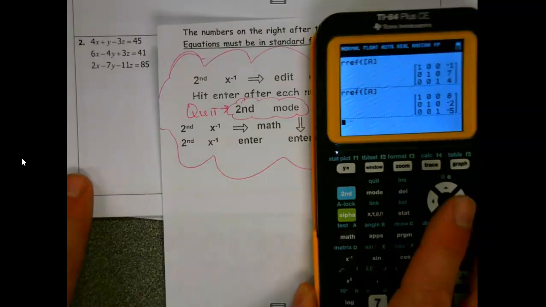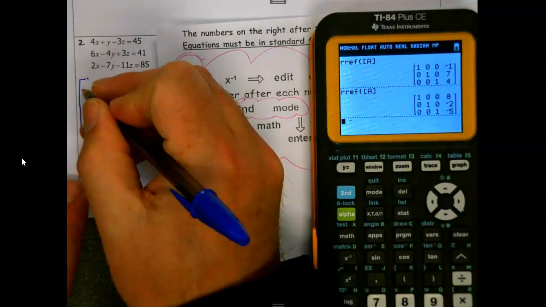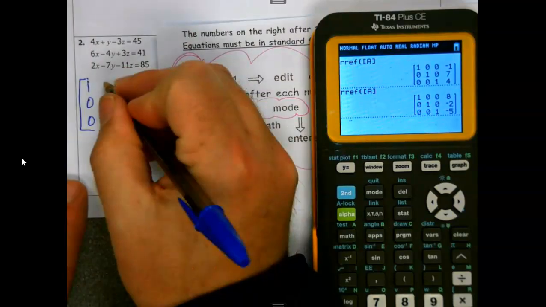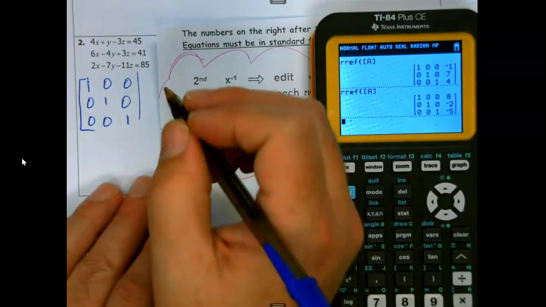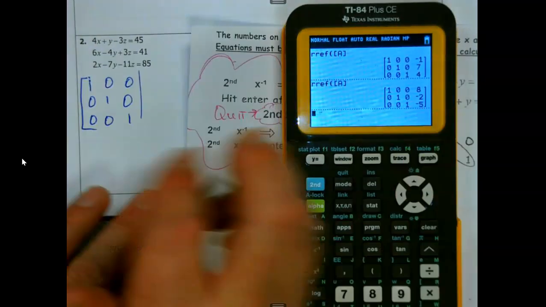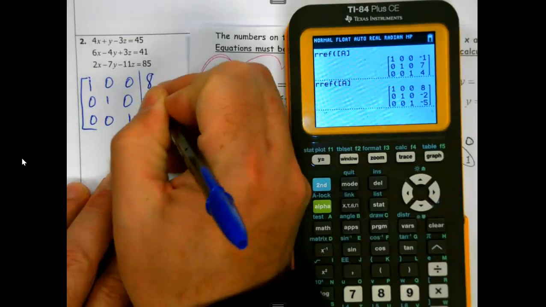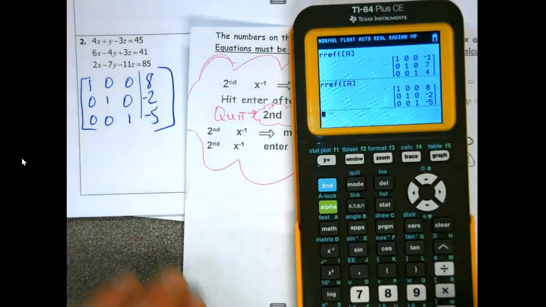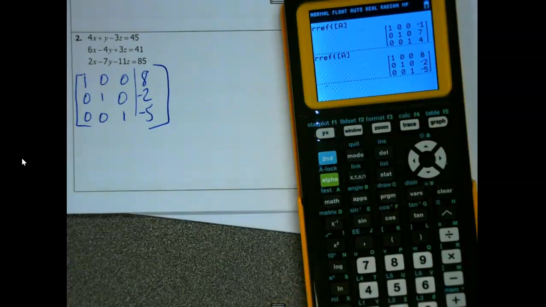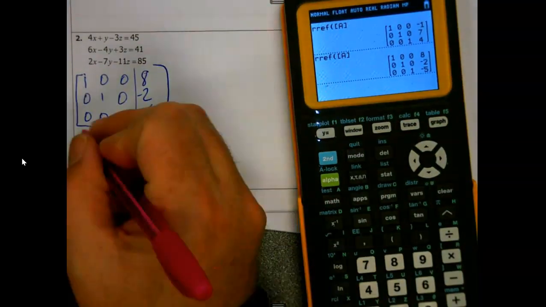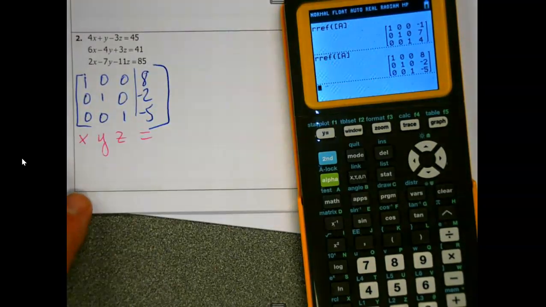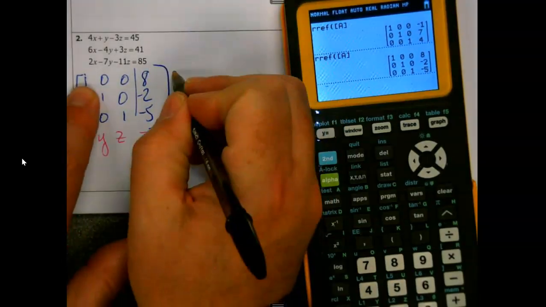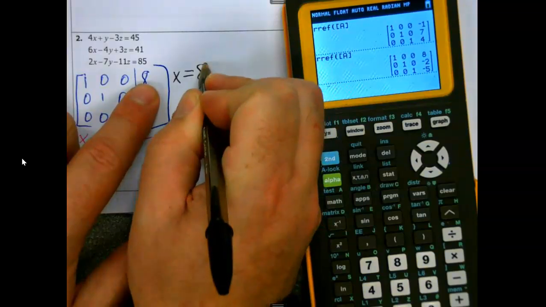So just like we did on the last one, I would ask that you write the matrix in, just in case something goes bad. I don't know why it would, but if it does, so we get our x, y, z and equals. And again, I just jump back in. There's x equals 8.